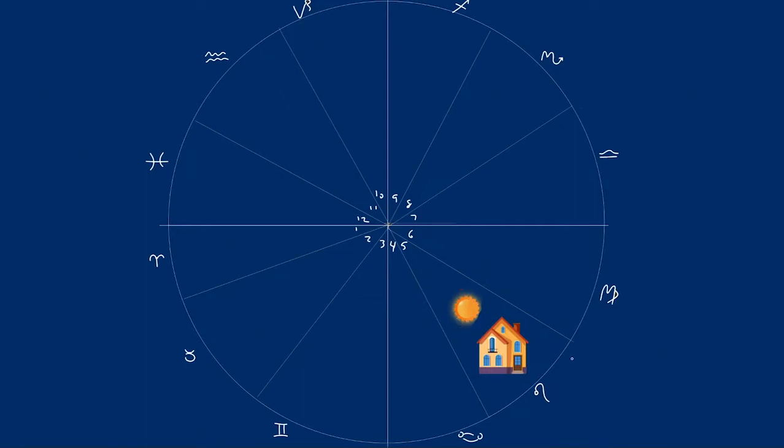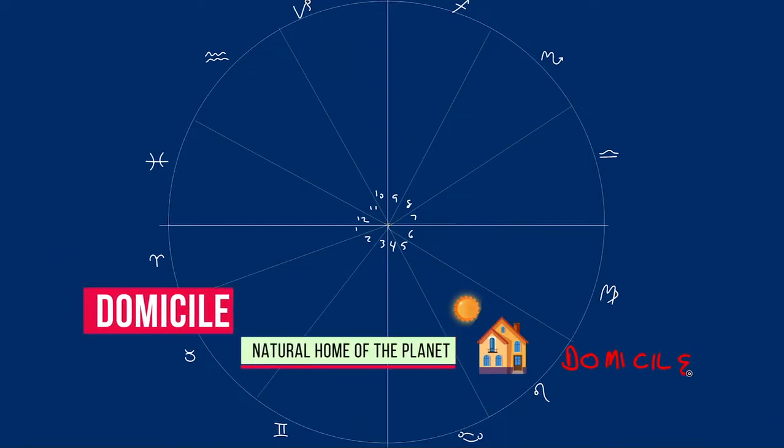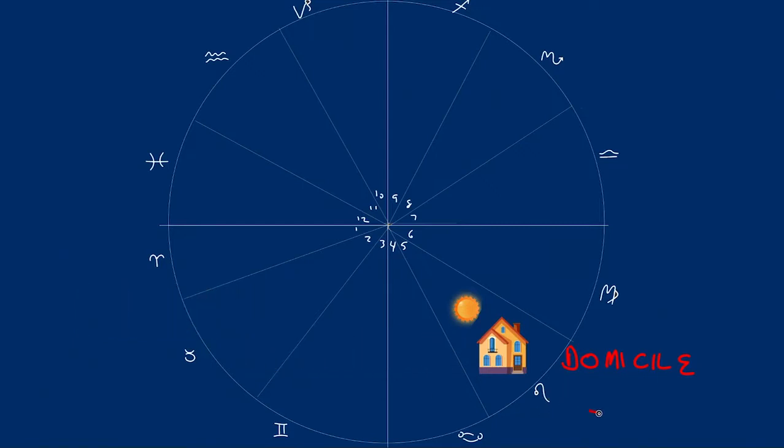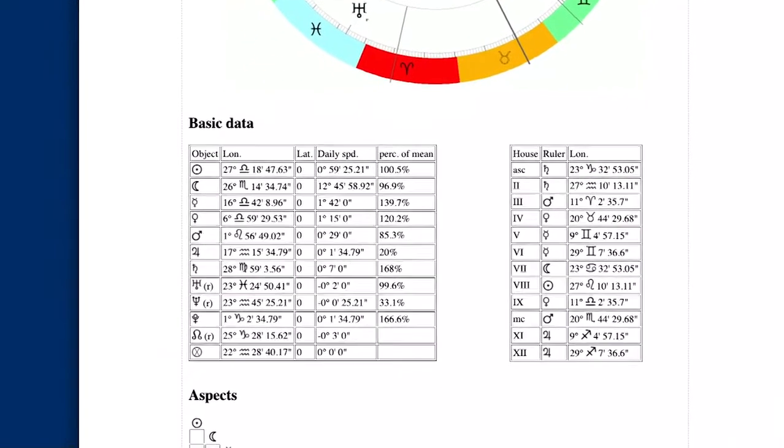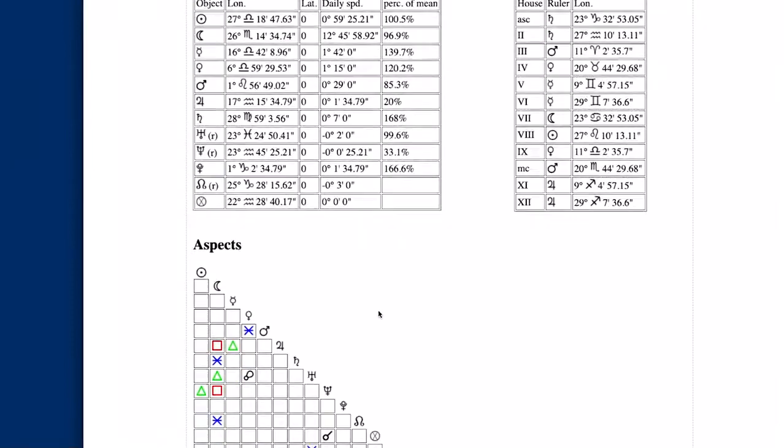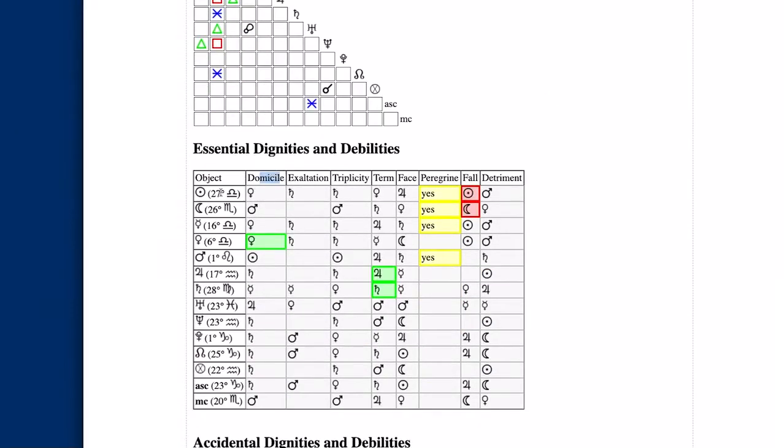Now that is called domicile, or in other words, the ruler of Leo is going to be the sun. So that is the ruler of Leo is going to be the sun. So it's in its own domicile. So we go look over here and we look at domicile. If the sun were in Leo, which it's not, then it would be in its own domicile.